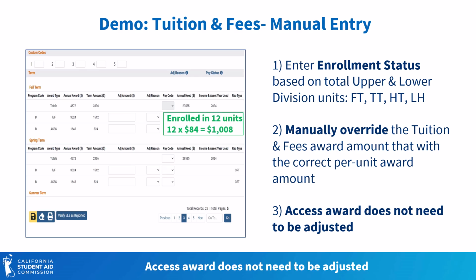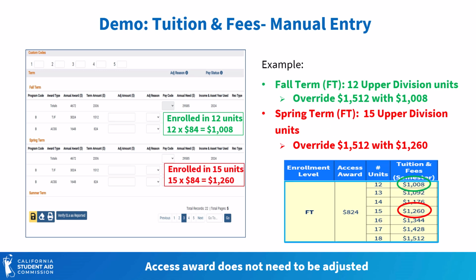Our sample student is enrolled in 12 units for fall, but Web Grants will auto-populate the full-time tuition and fees award based on 18 units, or $1,512. So we need to manually override the award amount with the correct amount of $1,008 to reflect 12-unit enrollment. For spring term, they're taking 15 units, so we'll adjust the Cal Grant payment to only pay $1,260. Let's watch the video play.